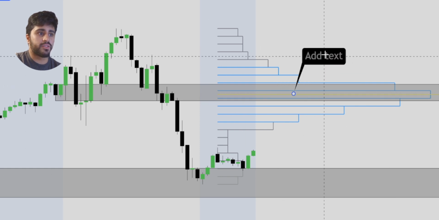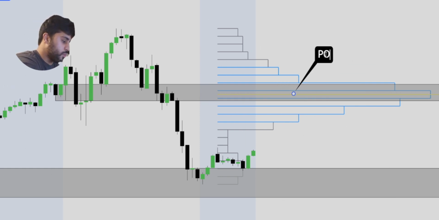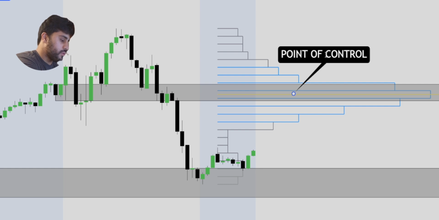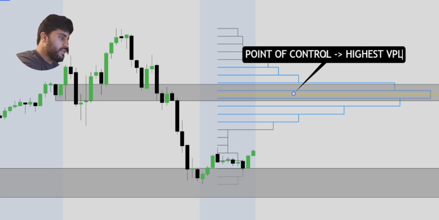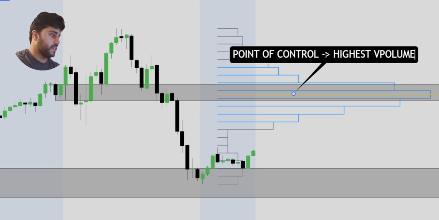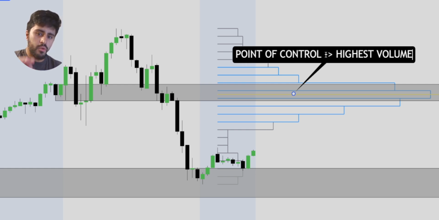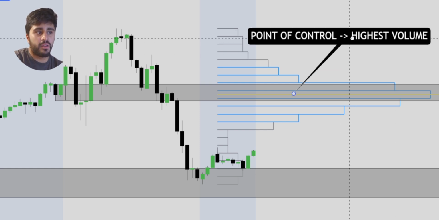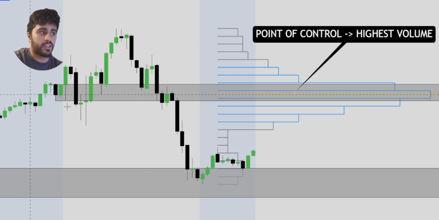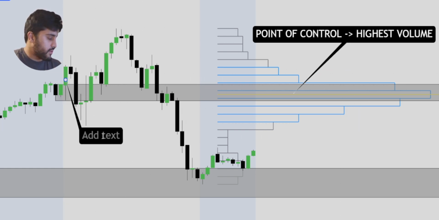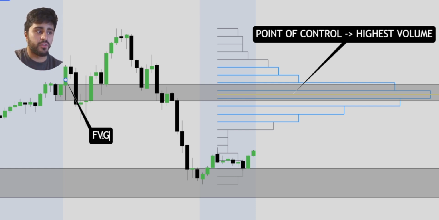Now what does POC mean, right? POC means point of control. Point of control means highest volume. And this is kind of the finishing story point when it comes to choosing key levels, because the most asked question I get is, how do I find my key levels? And so we've been through the entire checklist. Yes, we have a fair value gap. That is the first thing you're looking for. You want to project the key level from the candle before the fair value gap, just like this.